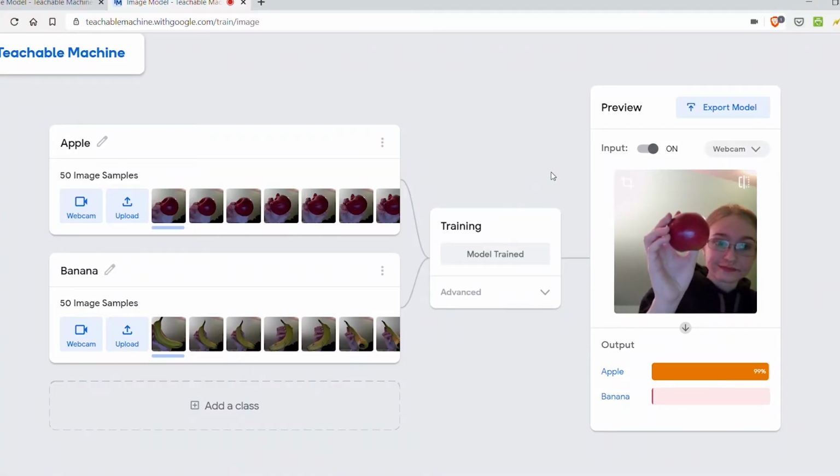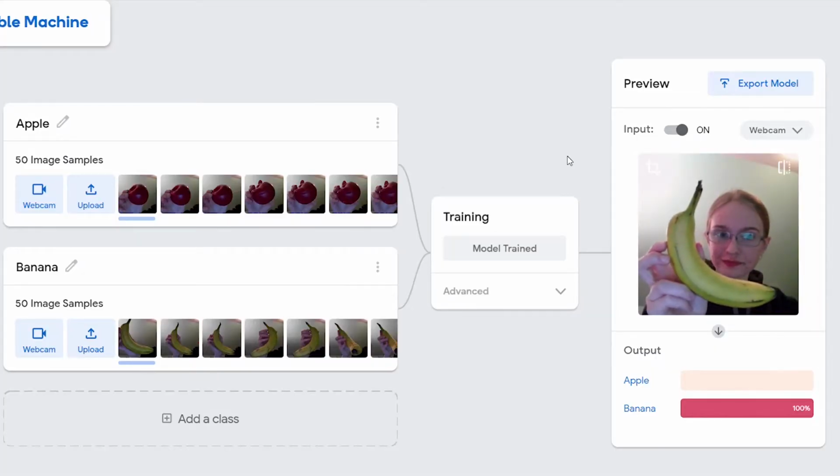Now, it's time to put it to the test. Show it a picture of your apple. The display on the right will show you both what the machine sees and what it's thinking. First, I showed it an apple, and with 100% confidence, it was like, that is an apple. Next, I showed it a banana, and it was like, that's a banana if I've ever seen one.